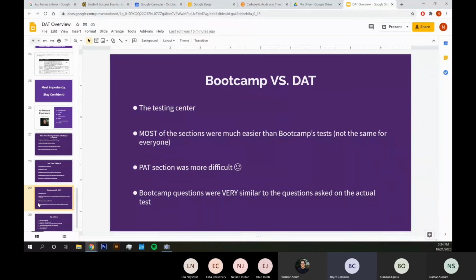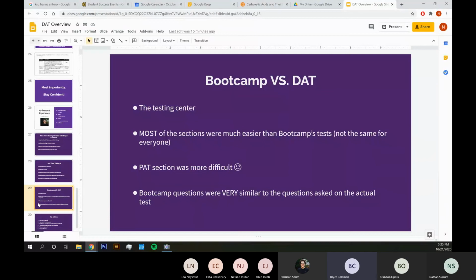Out of all the sections on the DAT compared to boot camp, PAT was definitely harder. I felt like the other 5 sections were easier. Not a whole lot easier for each of them, but I do believe they were easier. And PAT was clearly harder. So yeah, most of the sections were easier than boot camp's test. This isn't the same for everybody. Everybody's going to have probably a different experience, but you will hear most people say that the boot camp definitely was harder and it probably prepared you better for the test with their questions.